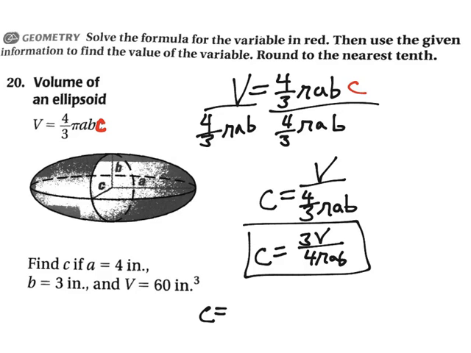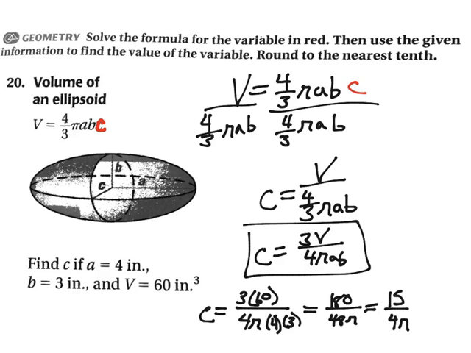And so we get c equals 3 times V, which is going to be 60, over 4 pi, and our a is 4, our b is 3. End up with 180 on top. On the bottom, we end up with 4 times 4, which is 16, times 3 is 48 pi. This then reduces to 15 over 4 pi, or approximately 2.19.